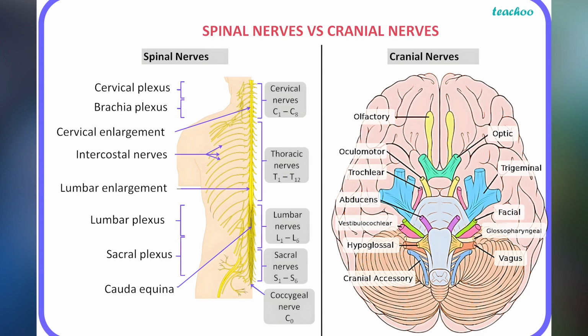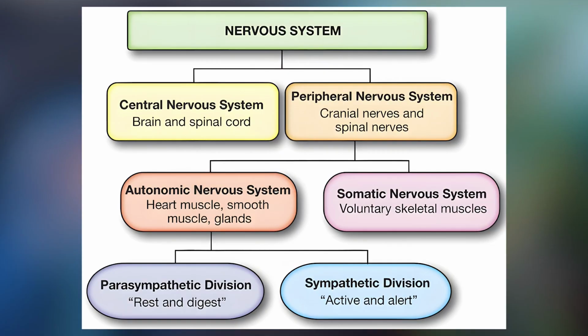Now, you remember that I said that the nervous system is divided up into two components. There's the peripheral nervous system and the central nervous system. Well, the peripheral nervous system is further subdivided into what are called the autonomic nervous system and the somatic nervous system. So I'll talk about each of those in turn.